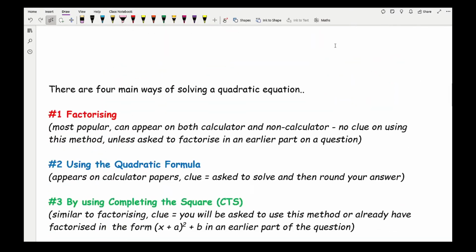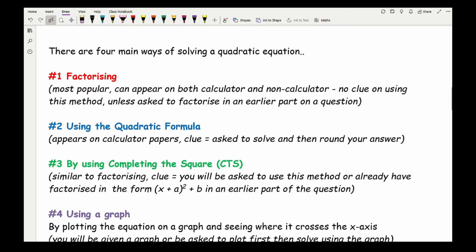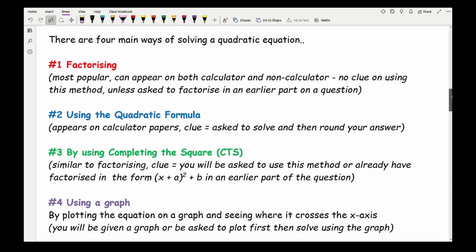So let's now have a look at the different ways in which you can solve a quadratic equation. I will try and do a video, or there will be a video, on each of these different methods, and this video is just going through and getting you to spot what method to use when you're in a GCSE exam. The first method is by factorising.